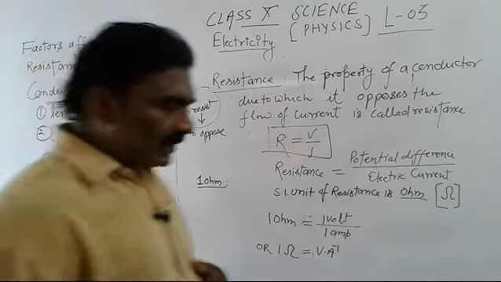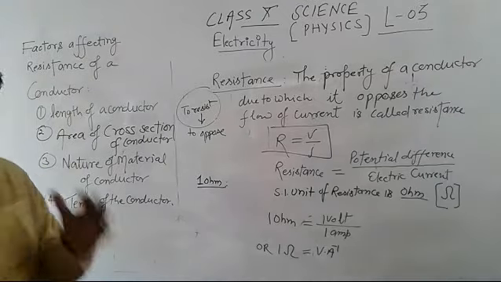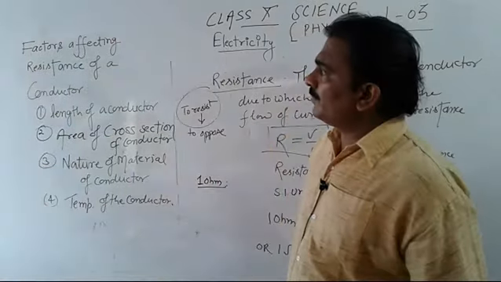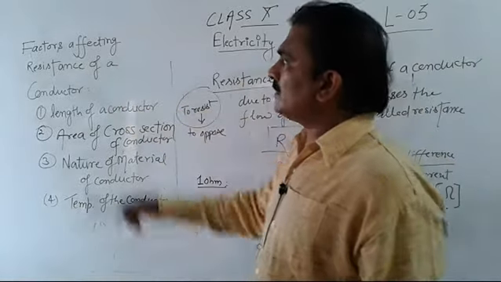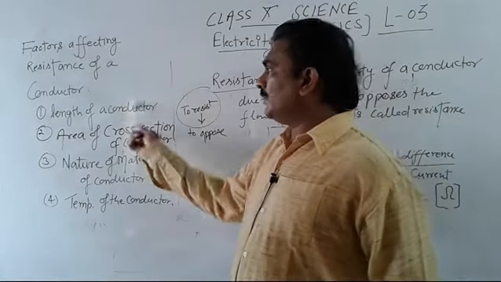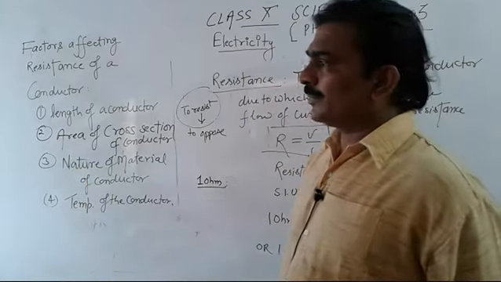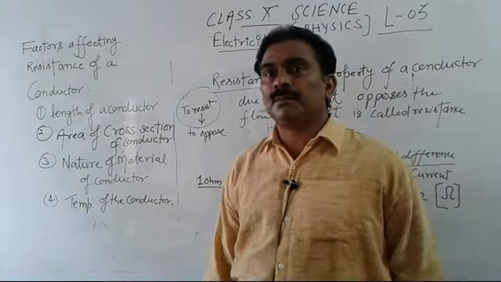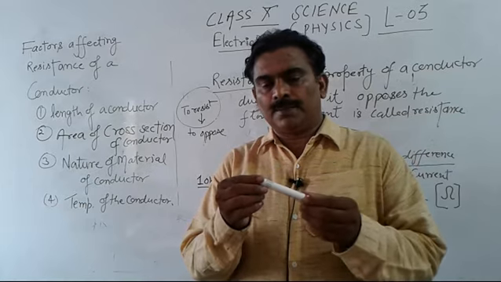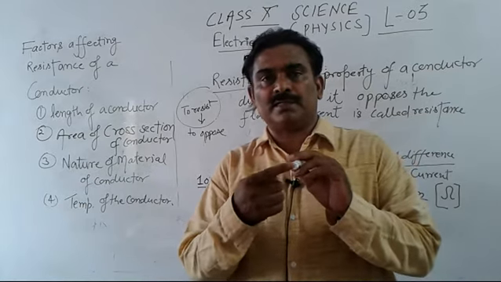Now students, there are some factors on which resistance of any conductor depends. You may see that factors affecting resistance of a conductor are 4 in number. Number 1, length of conductor. Number 2, area of cross section of conductor. Area of cross section means, suppose this is a conductor, and we have the area. This area is called area of cross section.